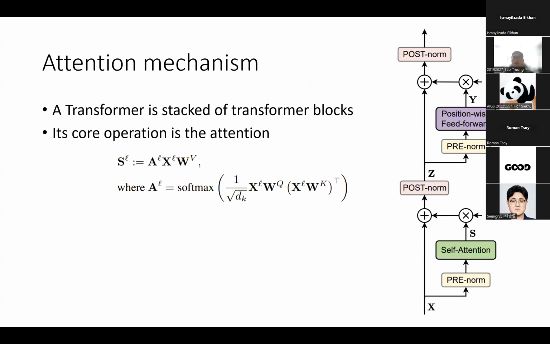As its name says, the transformer is composed of a stack of transformer blocks. The core operation is the attention mechanism. As you can see, the output of the attention layer is a linear combination of the importance weights and the values. Then the architecture includes a fully connected layer, residual connection, and layer normalization.